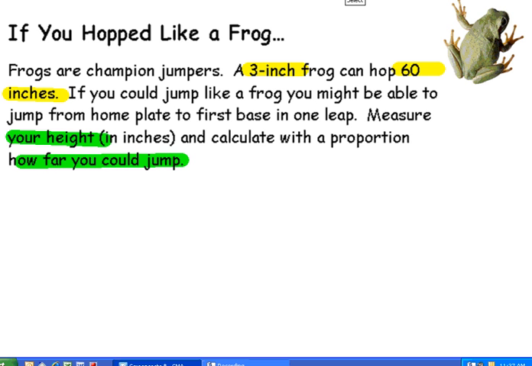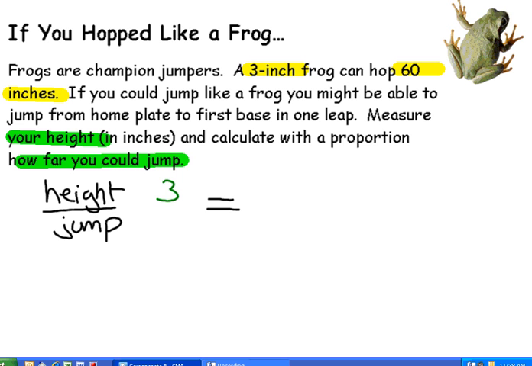So in this proportion, the important thing to remember is you have to stay consistent from the left to the right side. In my proportion, I'm going to set up the height over how far you can jump. So the frog has a height of 3 inches, and I'm going to put over 60 inches, how far the frog can jump.